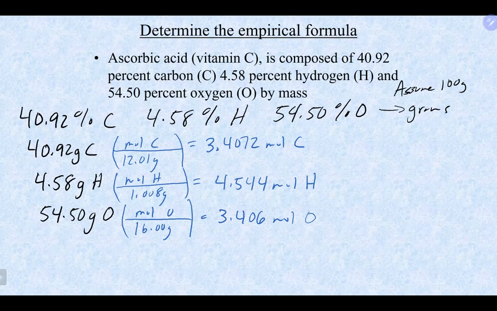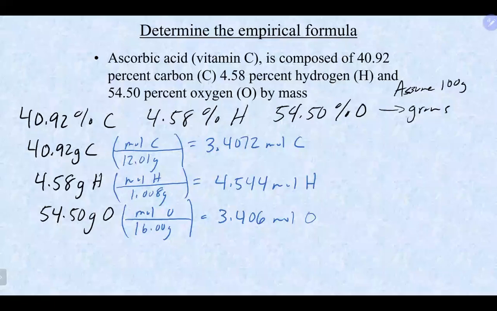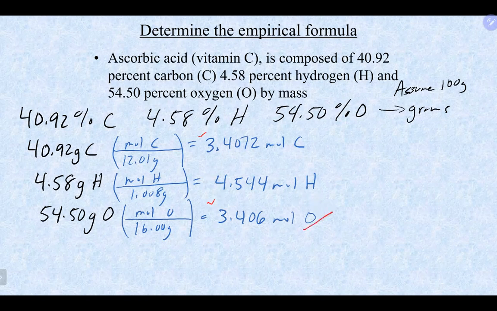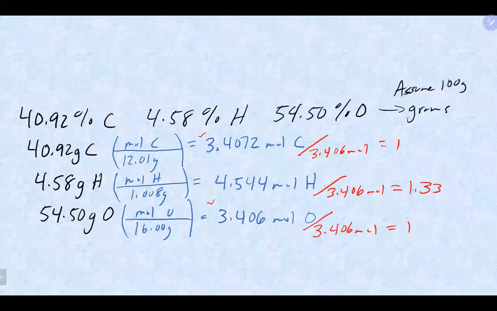At this point, once we have everybody converted into moles, we're going to divide by the smallest number of moles. They're pretty close, this one and this one, but it looks like the oxygen just beats it out. So we're going to divide everybody here by 3.406 moles. That gives us about 1 there. That definitely gives us 1 there. And when we take 4.544 and divide it by 3.406, we end up with 1.33 in this case. Any questions on that so far?